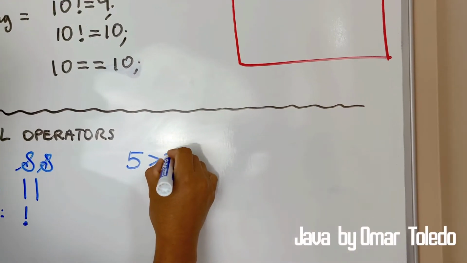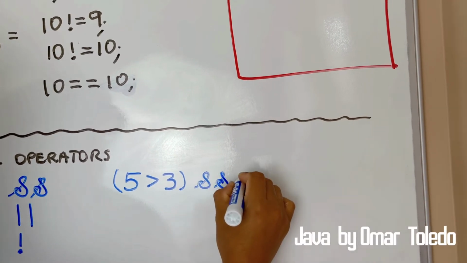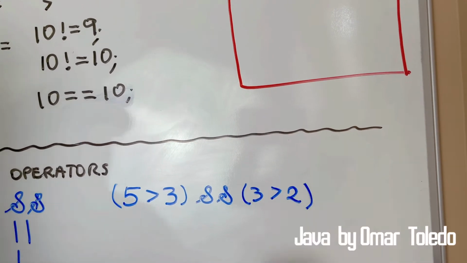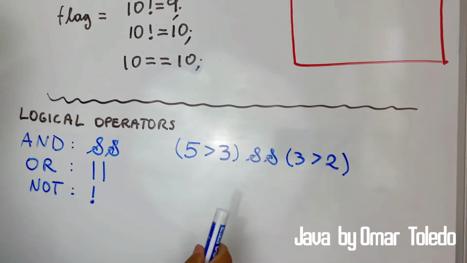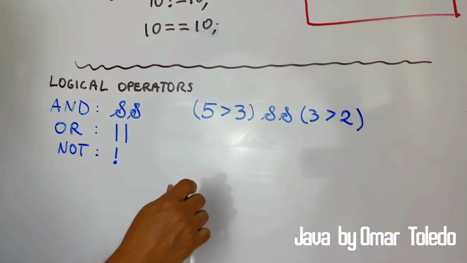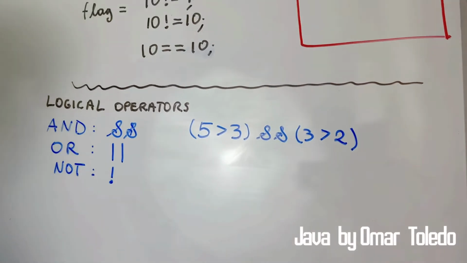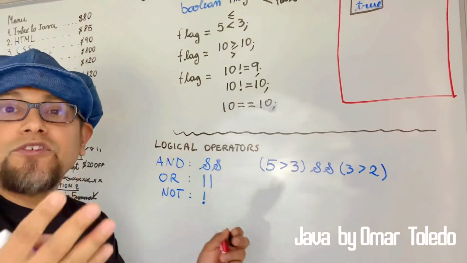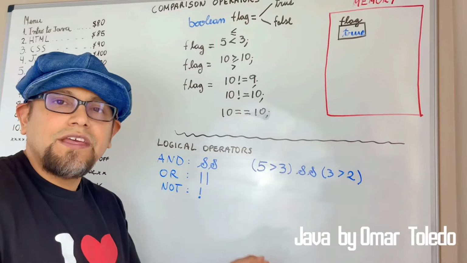5 greater than 3 and 3 greater than 2. Okay, how does the AND operator work? In order to evaluate this expression, the AND operator is going to evaluate to true only if both operands evaluate to true. Okay? Only if both evaluate to true, the answer is going to be true with the AND operator. So both have to be true to get the answer true.